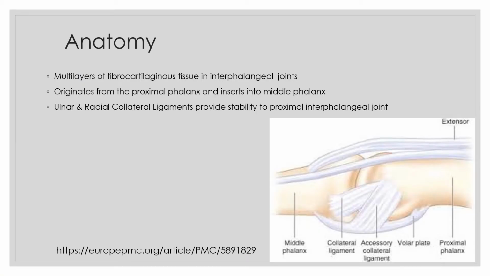Anatomy of the volar plate. It is multi-layers of fibrocartilaginous tissue in the interphalangeal joints. It originates from the proximal phalanx and inserts into the middle phalanx. Ulnar and radial collateral ligaments provide stability to the proximal interphalangeal joints. And the picture to the right shows all the different parts.